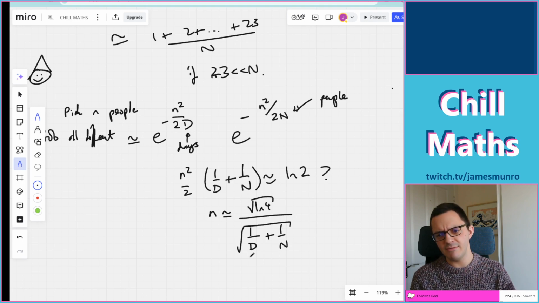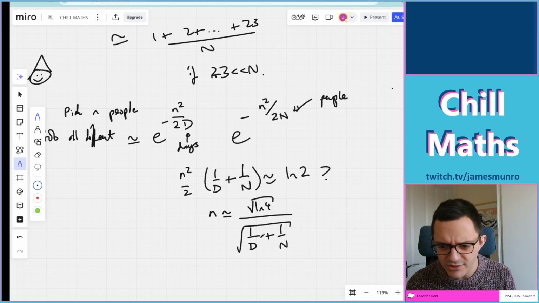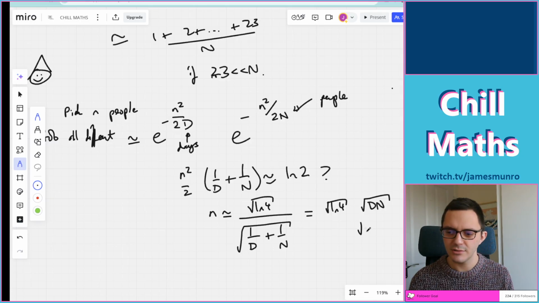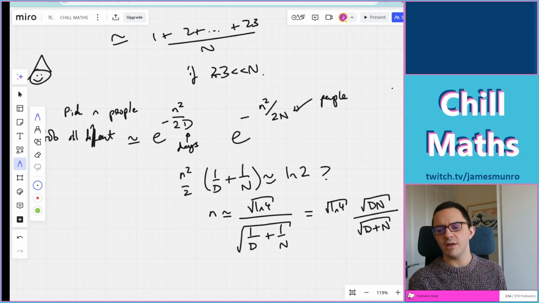It's still giving me vibes of square root number of something. Yeah, let's simplify this. So I can write this as n plus d over nd, and then bring the nd upstairs. So root log 4, which has appeared a couple of times like a sort of mascot. Okay, so there's your kind of crossover behavior then.